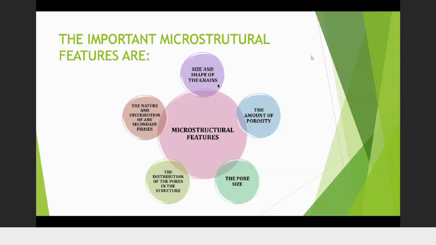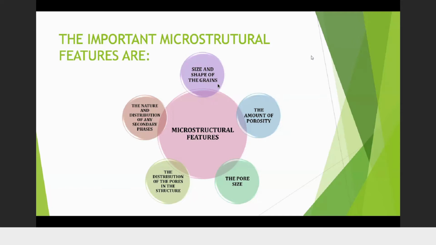And also the nature and distribution of any secondary phase. So if you have two phases in your ceramics material, how do you ensure that the secondary phase is distributed homogeneously? Or do you just have the second phase at one part of the ceramics body? This will control the properties also, and how the phases are formed inside your ceramic material is also important.